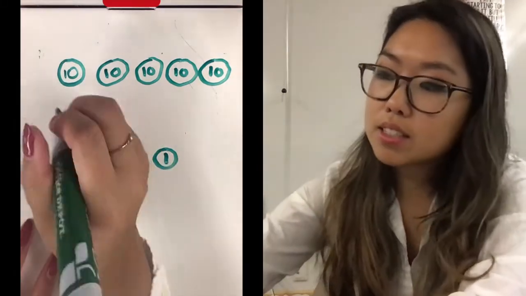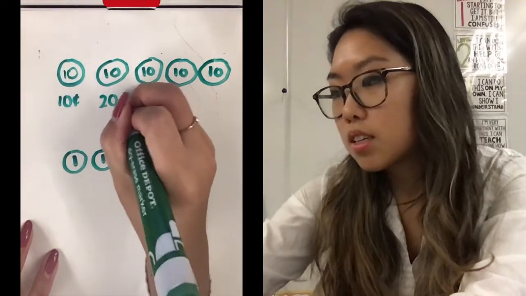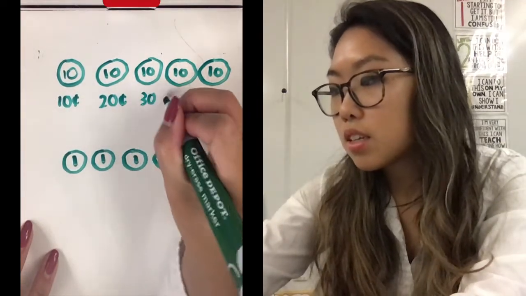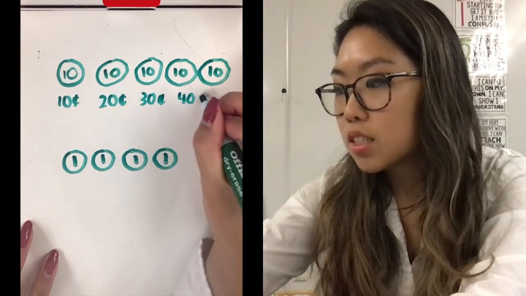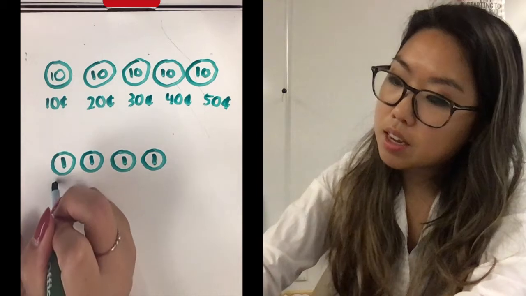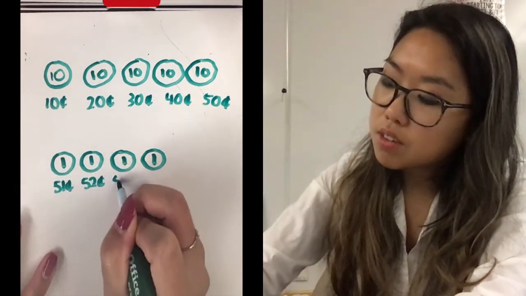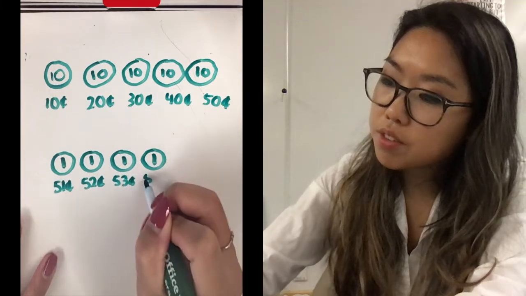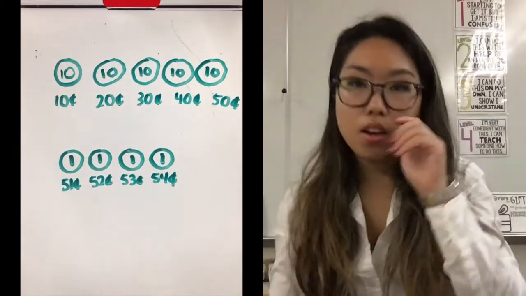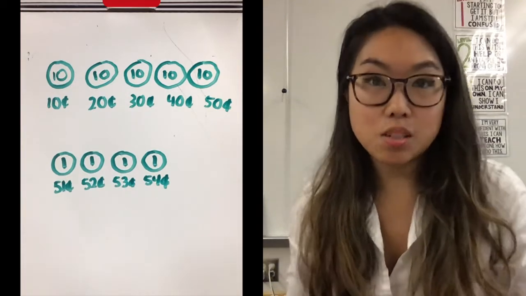So again, I can do 10 cents, 20 cents, 30 cents, 40 cents, 50 cents for my dimes, and I can count by ones, 51 cents, 52 cents, 53 cents, and 54 cents. That, friends, is a way that we can skip count using dimes and pennies.